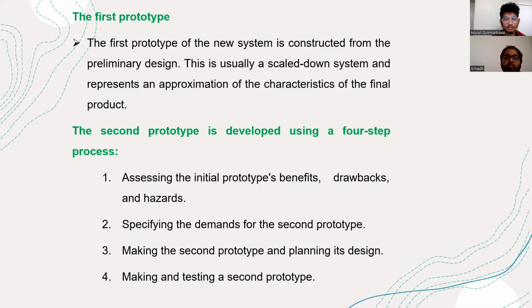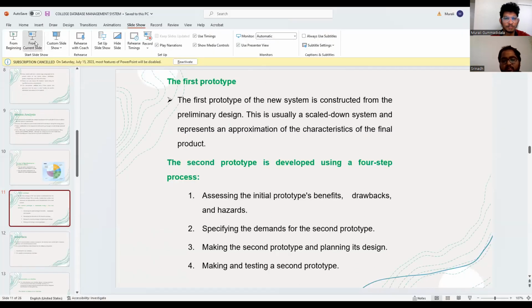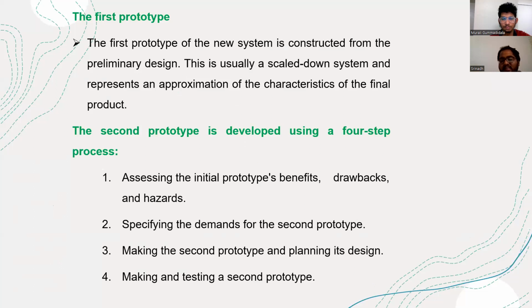And the second prototype has a four-step process. First, assessing the initial prototype's benefits, drawbacks, and hazards. Then analyzing everything and specifying the requirements for the second prototype. What is needed for the second prototype? It specifies those demands, and then the second prototype is made, with proper planning and design, and making and testing take place in that prototype.